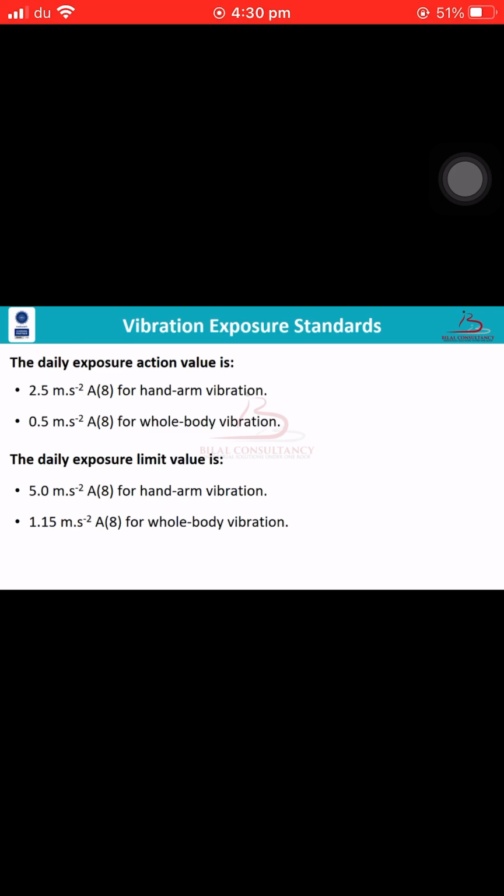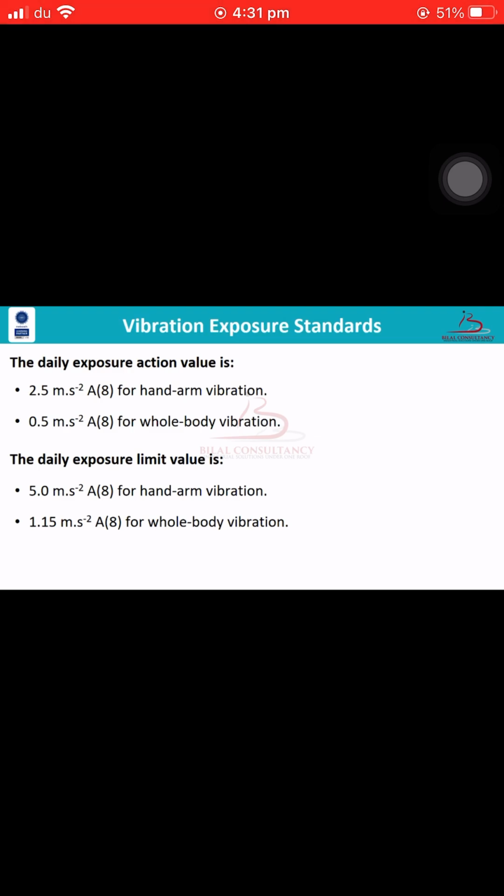As we previously discussed in the noise element, there is the daily exposure action value and the daily exposure limit value. Exposure action values are those values at which we have to apply different types of controls when we reach them. The second is the daily exposure limit value. This is a limit, and if that limit is reached or overcrossed, we have to immediately reduce the vibration exposure.